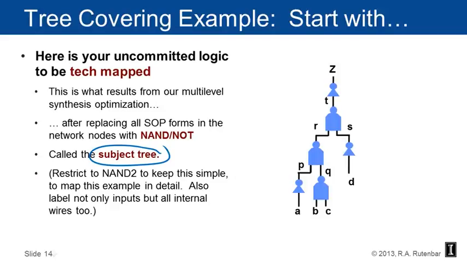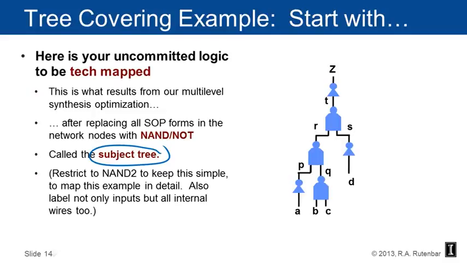Inputs B and C go into a NAND gate, makes an output called Q. P and Q go into a NAND gate, makes an output called R. Input D goes into an inverter, makes an output called S. R and S go into a NAND gate, makes an output called T. T goes into an inverter, makes an output called Z.